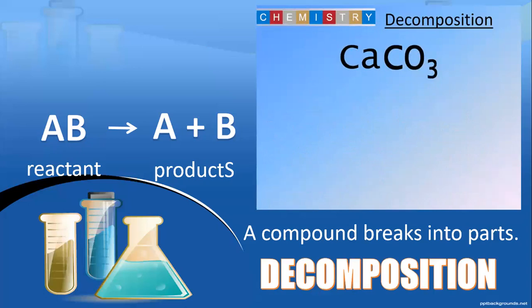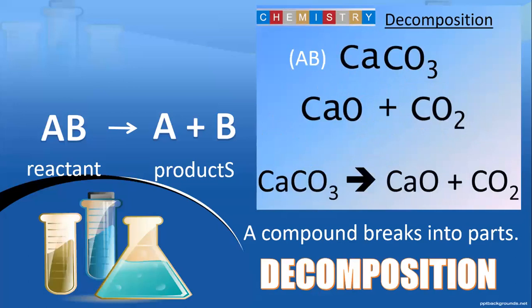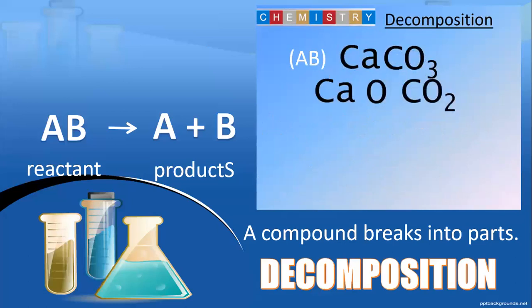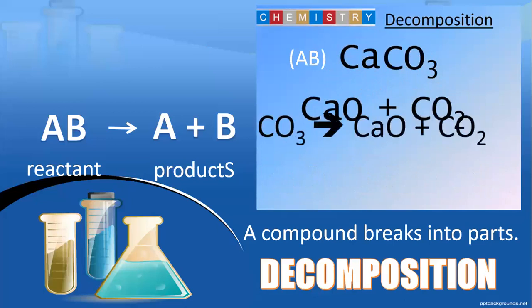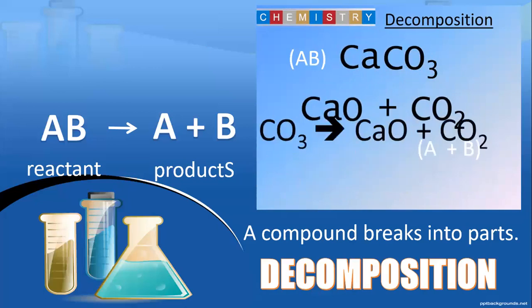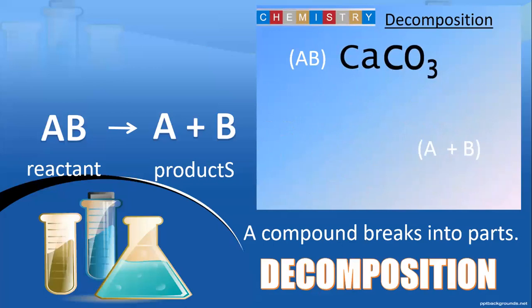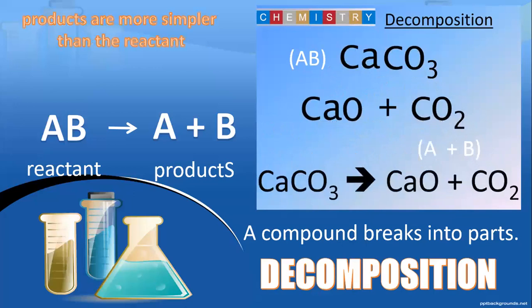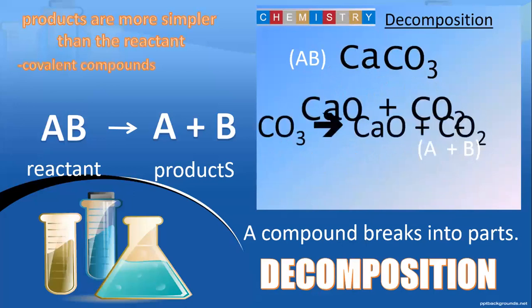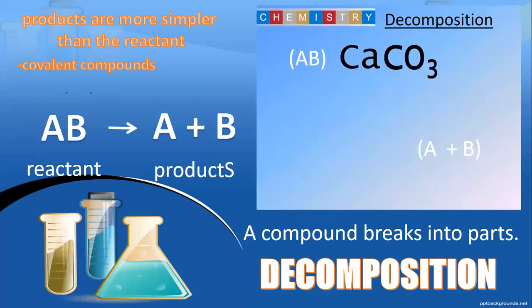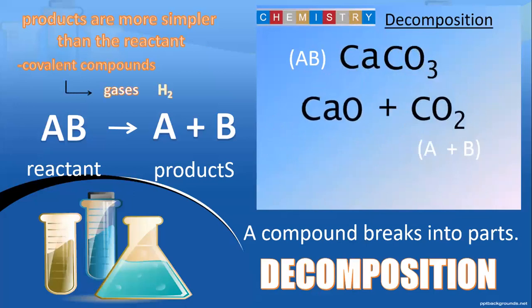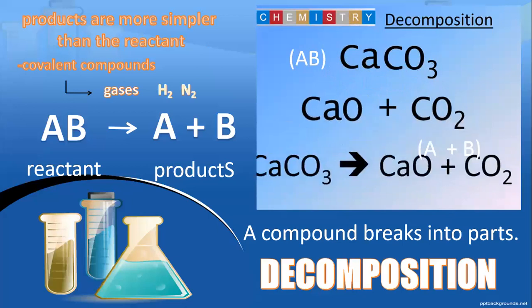Let's say, for example, we have the compound calcium carbonate. Here, we have calcium oxide as element A and carbon dioxide as compound B. Once calcium carbonate reacts chemically, it will form two products which represent A plus B, or the calcium oxide and the carbon dioxide. So as we can see, the products are simpler than the reactant. When covalent compounds undergo decomposition reactions, gases are often produced, such as hydrogen, nitrogen, and oxygen.